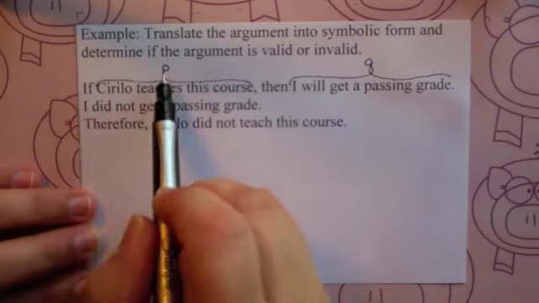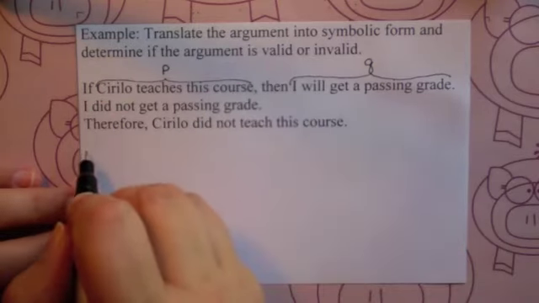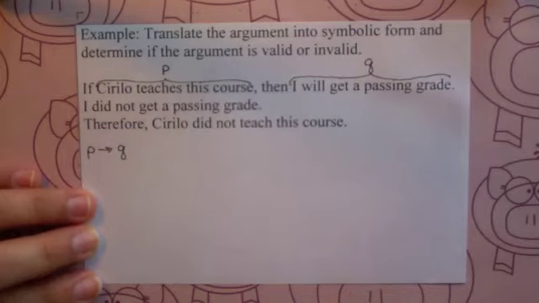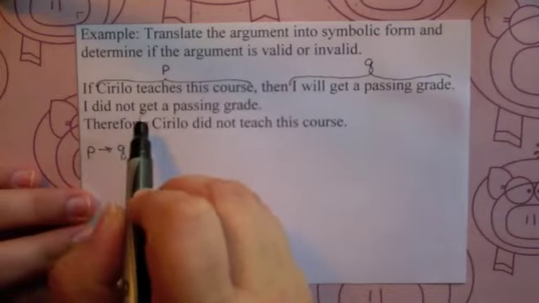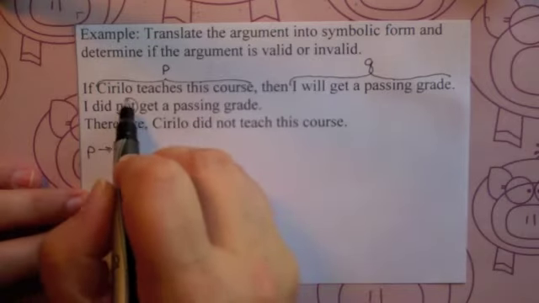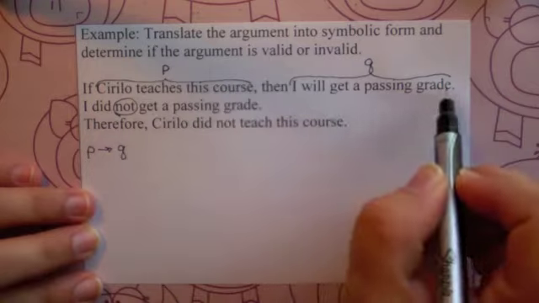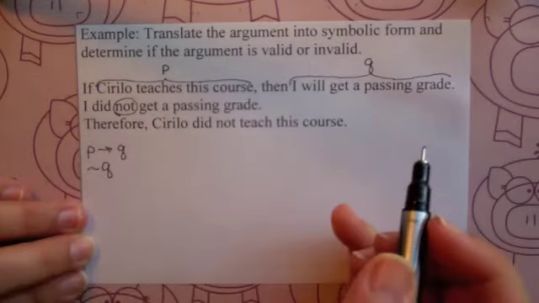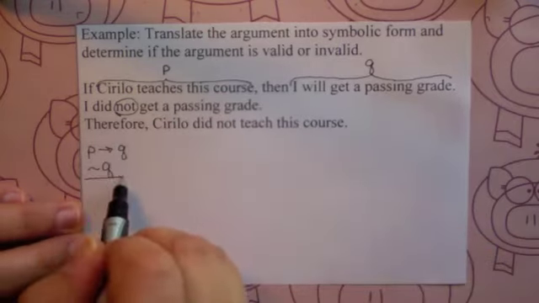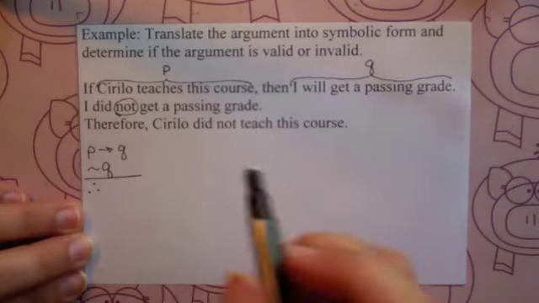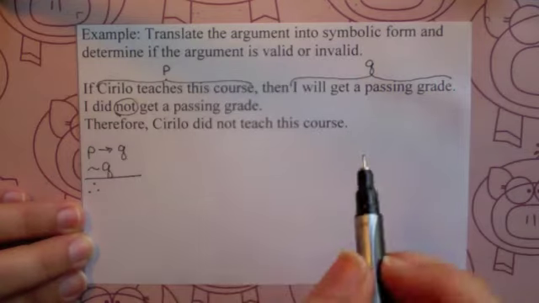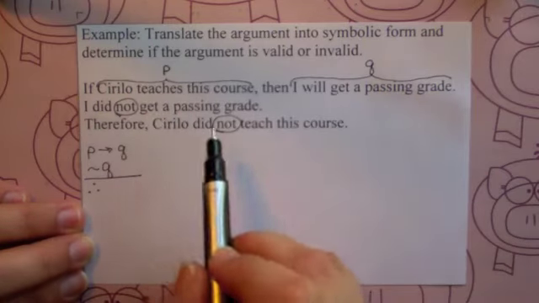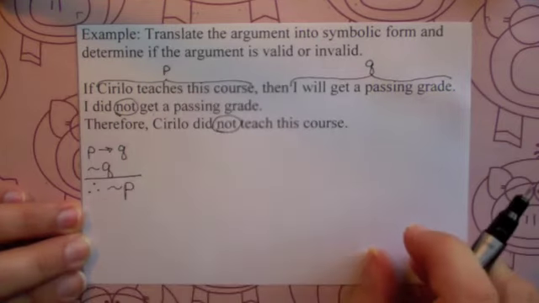And notice I have an if P, then Q. So if P, then Q. That's my first premise. My next statement says I did not get a passing grade. Notice the word not. I get a passing grade, that's Q, right? So I did not get a passing grade is not Q. Notice the next statement has a therefore. Cirilo did not teach this course. Well, here we have the not. Cirilo teaches this course is P, so Cirilo did not teach this course is not P.